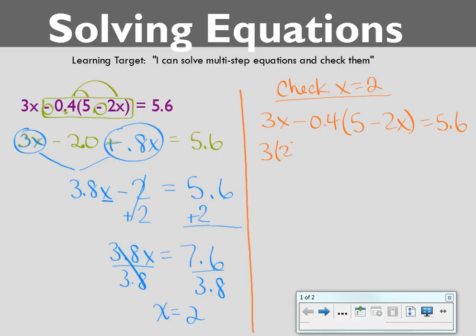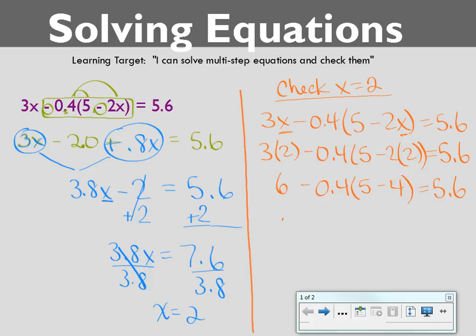3 times 2 instead of x. 5 minus 2 times 2 instead of x. There's another parenthesis there. Alright, good. So I just took these x's and put parenthesis 2. So now I can just do some order of operations. This is 6. I want to do what's inside the parentheses over here before I do any of this stuff. So this is really 5 minus 4. I don't want to get ahead of myself. Now I can do what's inside those parentheses, which is a 1.